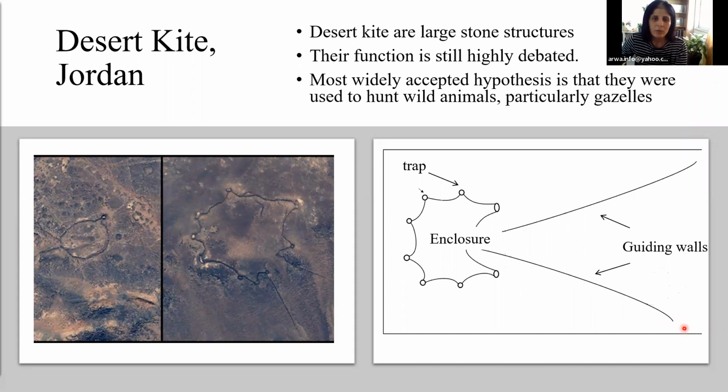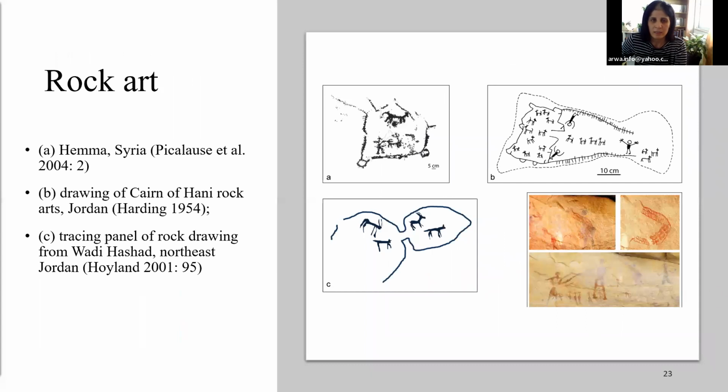kite. Usually they have long stone walls that can reach a few hundred meters and take a funnel shape. They are known as the guiding walls. They end up in an enclosure, also made of dry stone. In the corners of this enclosure, we can see small rooms or traps. This kite shape has been studied and suggested by scholars to be designed for gazelle hunting.